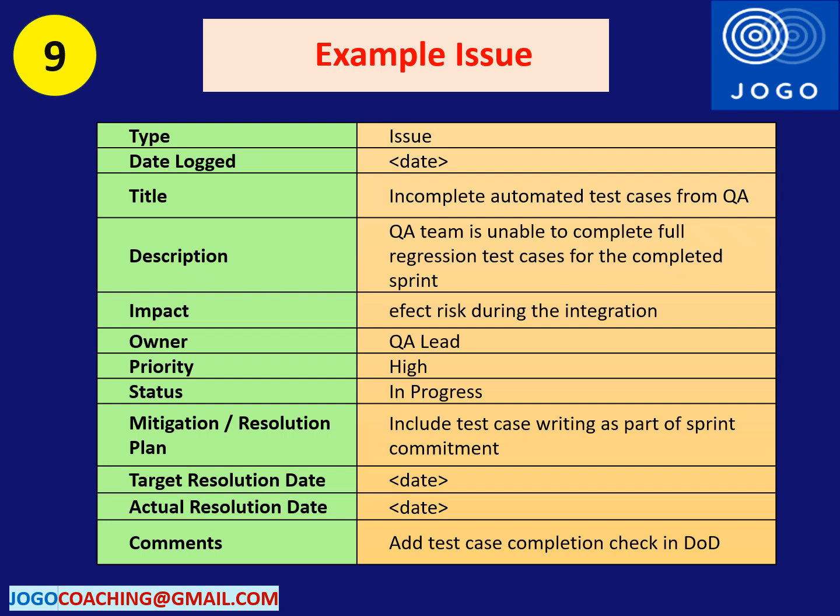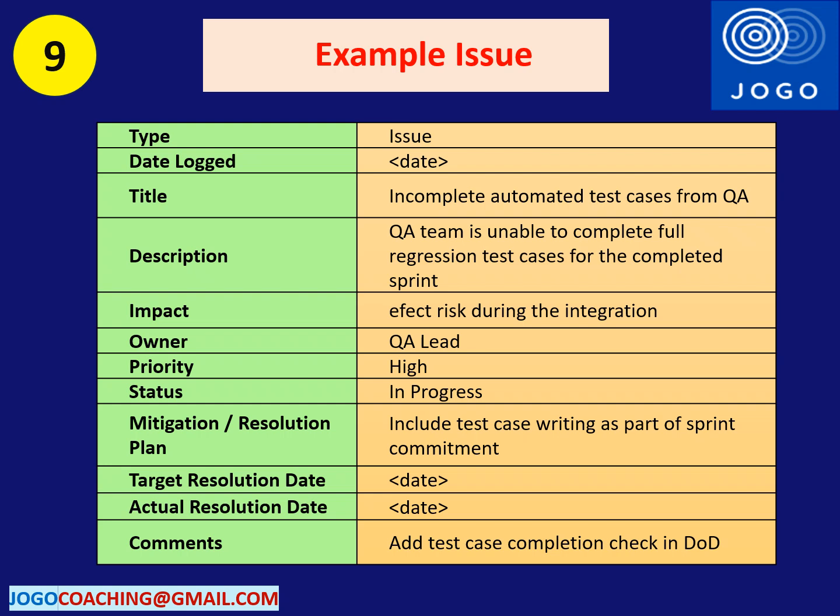The ninth example is related to an issue in the project. Automation test cases were not prepared by the QA team. This is the issue. This issue will lead to more defects during the integration testing. This issue is assigned to the QA lead to fix it.